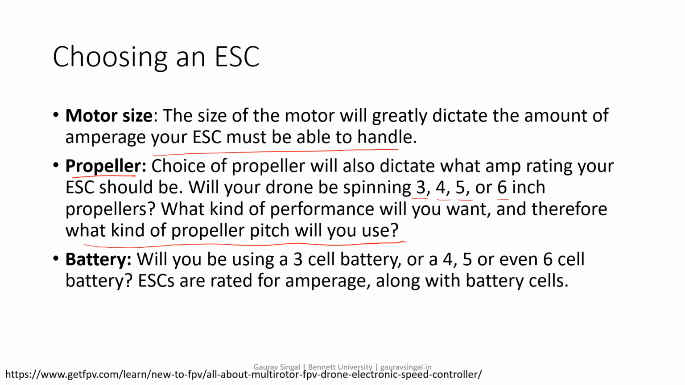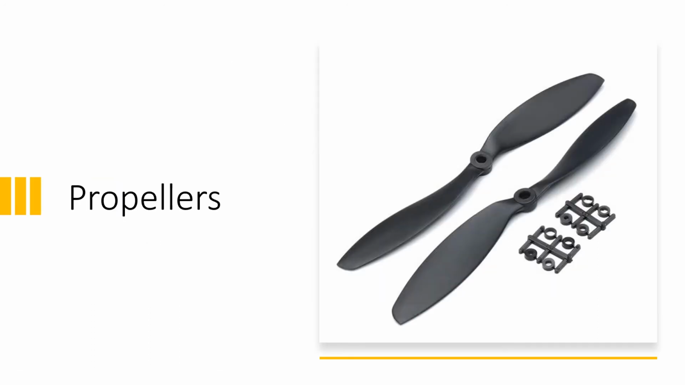Again, battery. Will you be using a 3-cell battery or 4, 5, 6 cell battery? ESCs are rated for ampere along with battery cells. Generally it's 20 ampere, 30 ampere, 40 ampere, and generally we are using 30 ampere.